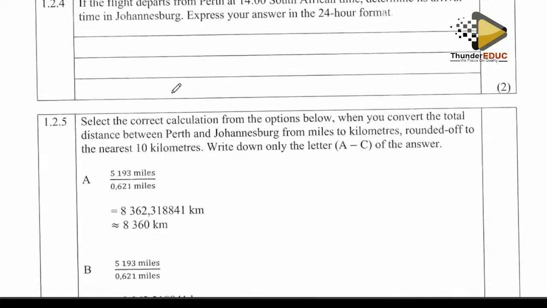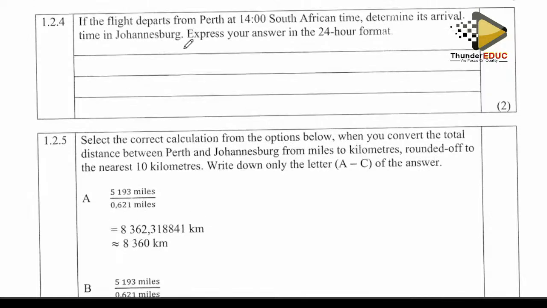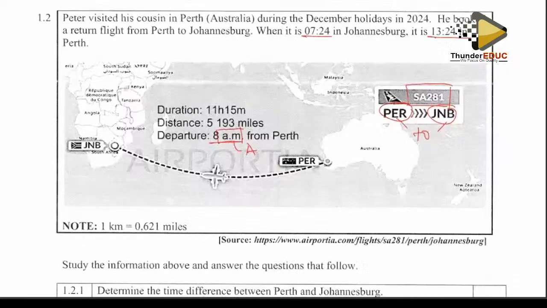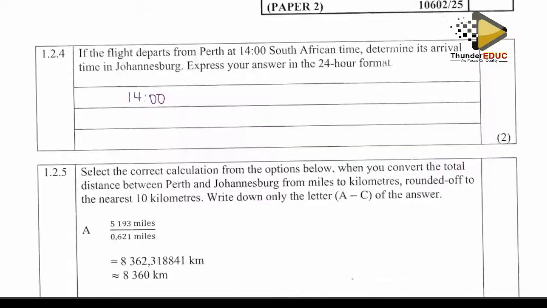1.2.4. If the flight departs from Perth at 2, which is 14 hours in South African time, determine its arrival time in Johannesburg. Express your answer in 24-hour system. Meaning it's going to leave at 2. Let's say the duration they're telling us is 11 hours and 15 minutes. So we shall come here and add 15.